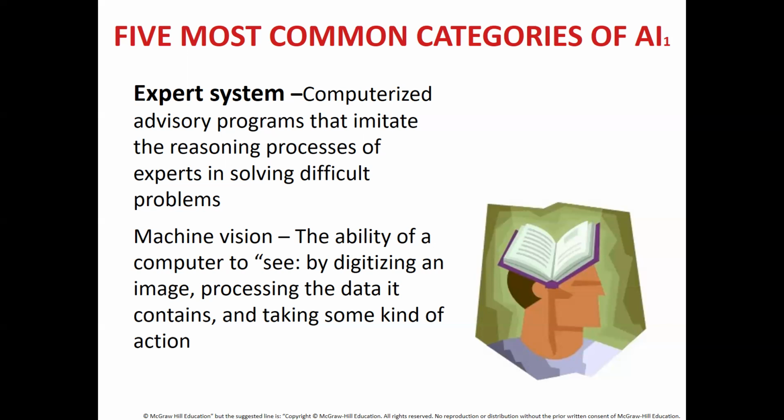And then you have machine vision: the ability of a computer to see by digitizing an image, processing the data it contains, and taking some kind of action. Machine vision is basically the ability of a machine to differentiate between objects. Remember, it says the ability of a computer to see. That means a computer is able to see something and then differentiate what that object might be.